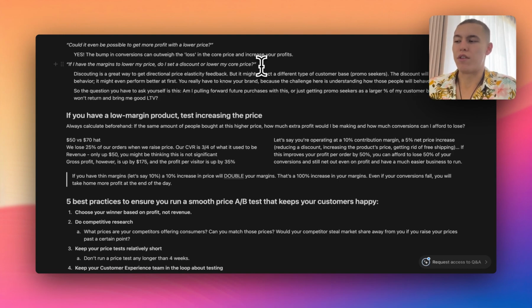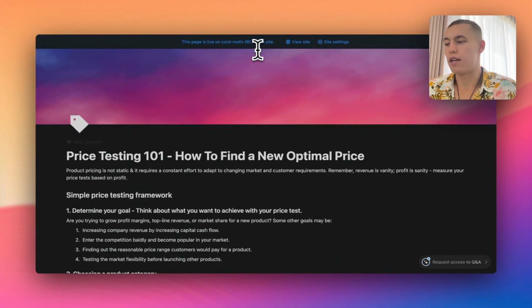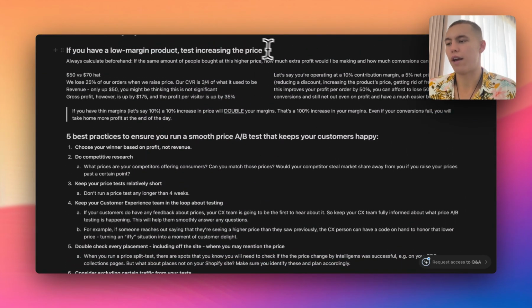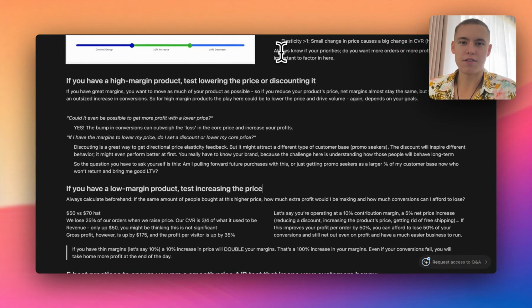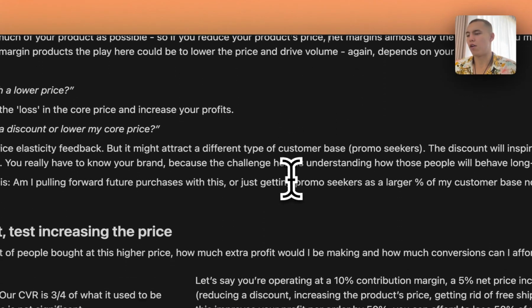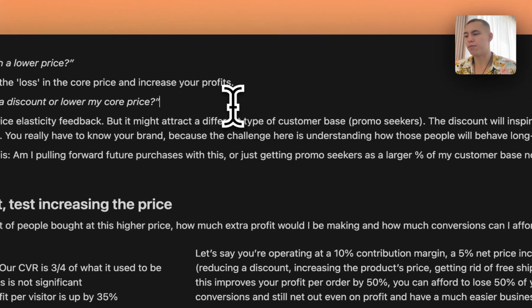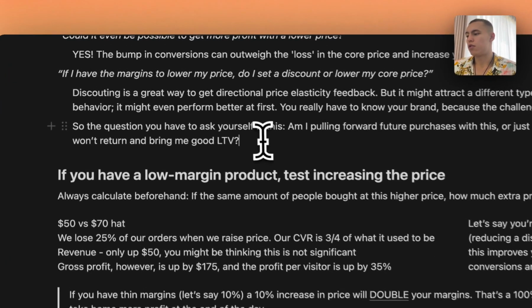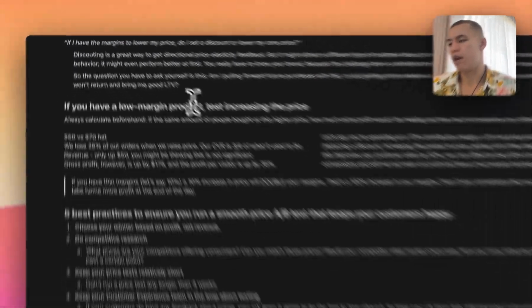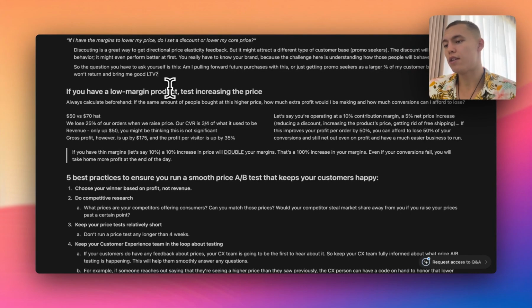But you ultimately have to know your brand. Anything that I show you, even in traditional CRO that I've been talking about for the past 15, 16 months, there's no one size fits all solution. So make sure you know your brand well and understand how these people will behave in the long term. The question you have to ask yourself here is this: am I pulling forward future purchases with this, or just getting promo seekers as a larger percent of my customer base who won't return and bring me customer lifetime value?